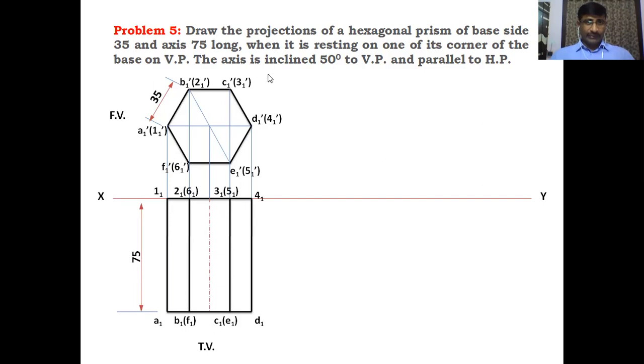But the axis is inclined at 50 degrees to the VP. That means you have to rotate the axis 50 degrees to the XY line. First, locate any point on the XY and draw a line inclined at 50 degrees to the XY. This is the 50 degree inclined line. On this inclined line, locate first 4. This is the length of the solid. This is equal to 4,1 to D1, length 75 mm.